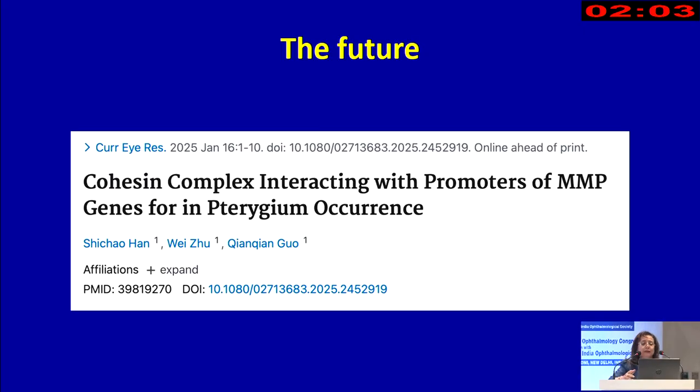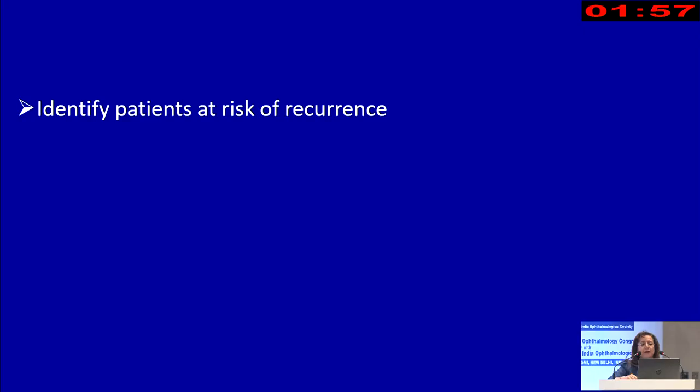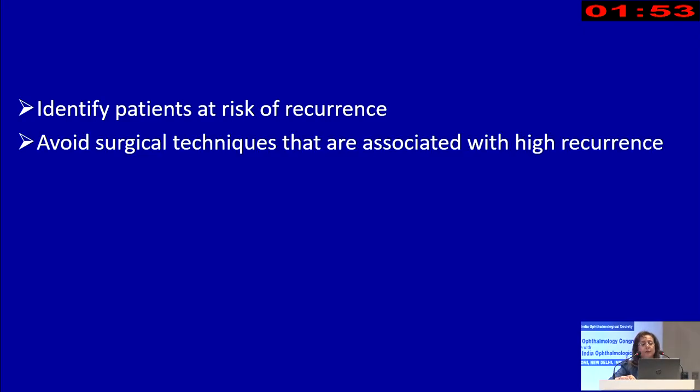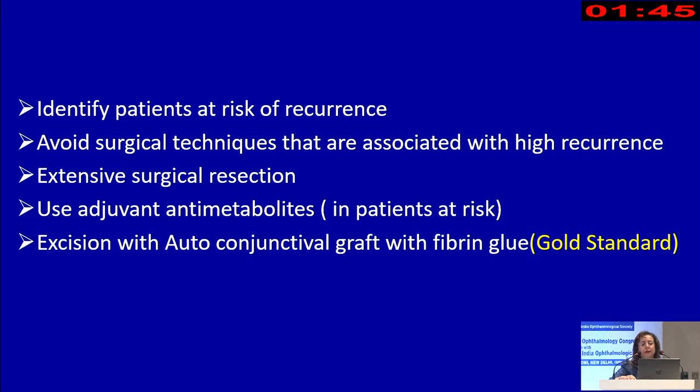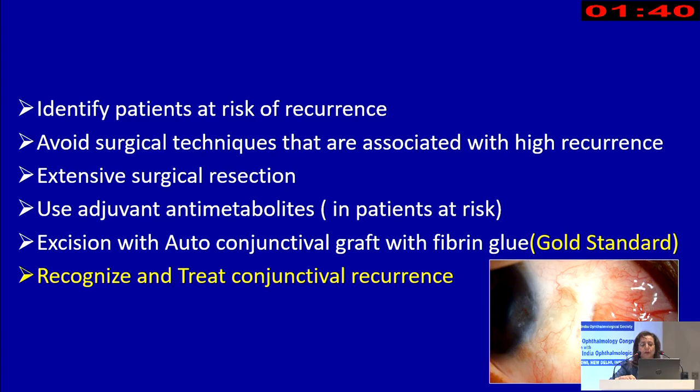The future is actually targeting the MMP genes and to reduce the pterygium occurrence. But up until then, we need to identify patients who are at risk of recurrence, avoid surgical techniques that are associated with high recurrence, extensive surgical dissection, use of adjuvant antimetabolites. Excision with autoconj graft is the gold standard, but recognize and treat early conjunctival recurrence.